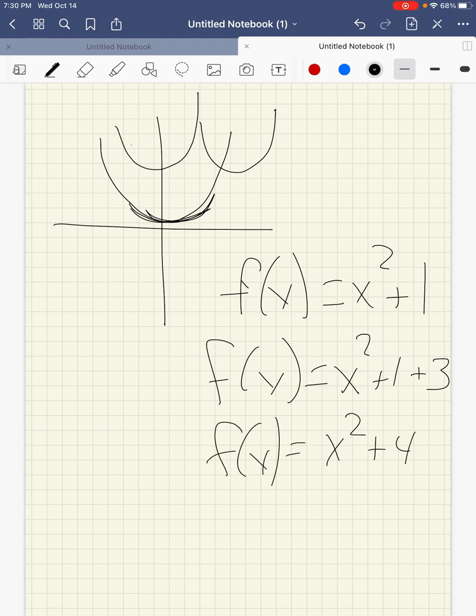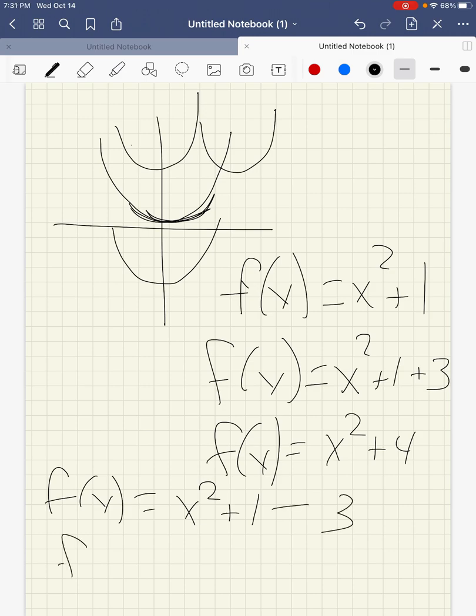When you move it up or down, it's exactly the amount that you either move it up or down. So this one would be f of x equals x squared plus 1, but it looks like we moved it down 1, 2, 3. So it'd be minus 3, or f of x equals x squared minus 2.